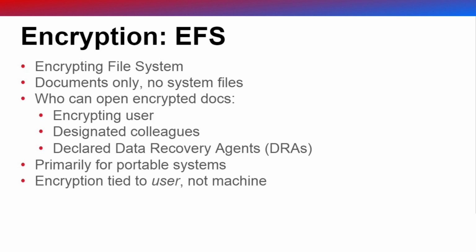Good question though. So the idea with EFS is that the only person who can open an encrypted document is the person who encrypted it, or any designated colleagues who I've said are okay, right? So I can make a list of people who I'm allowing to see documents that I've encrypted. And also, if we have one or more designated recovery agents, data recovery agents, DRAs, then they can decrypt these documents as well. But normally in an organization, we're not going to have very many of those, right? That's for emergencies.